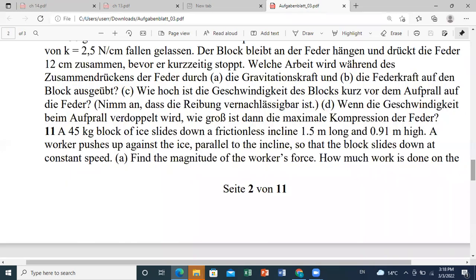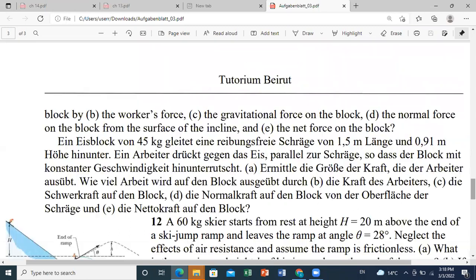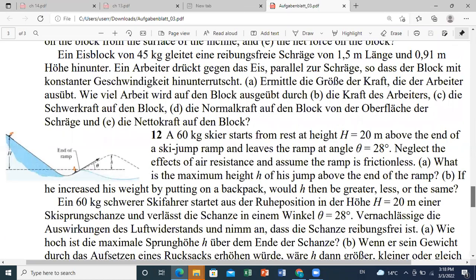In problem 11, a 45 kilogram block of ice slides down a frictionless incline 1.5 meter long and 0.91 meter in height. A worker pushes up against the ice parallel to the incline so that the block slides down at constant speed. We should find the magnitude of the worker's force and how much work is done on the block by the worker's force. So in this problem, let us put the given.